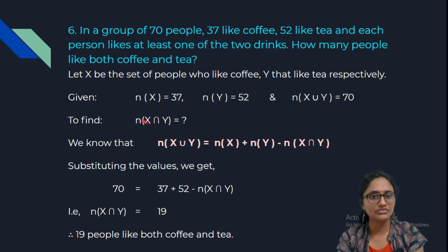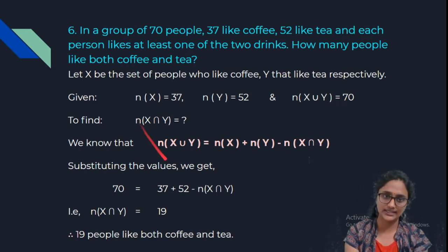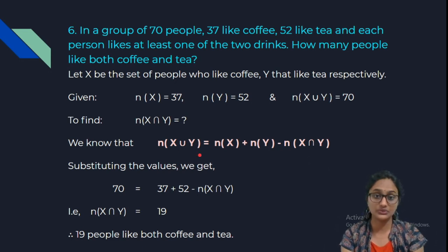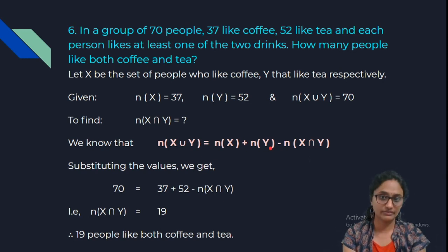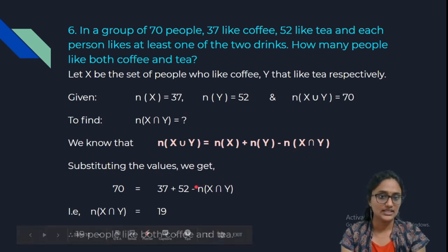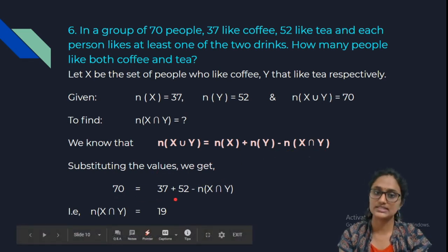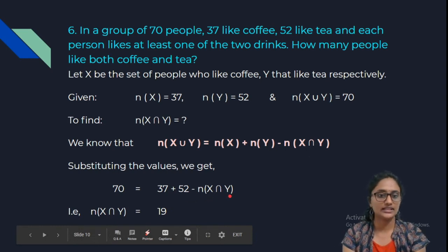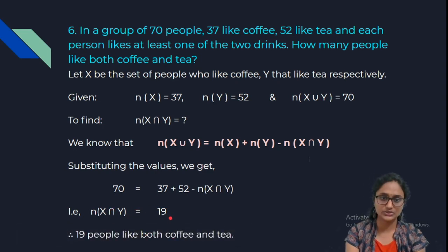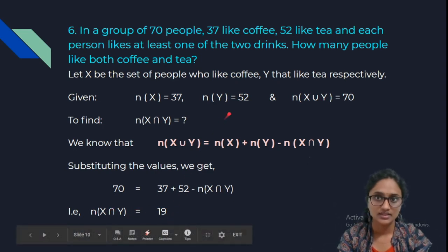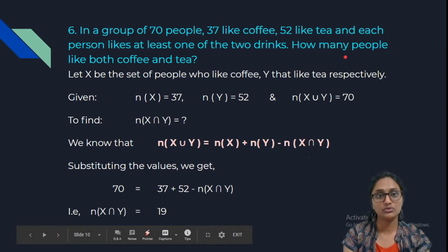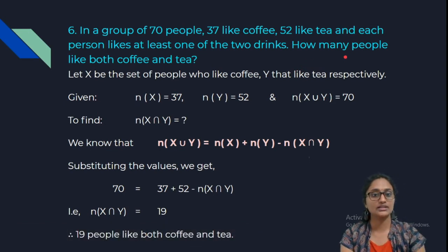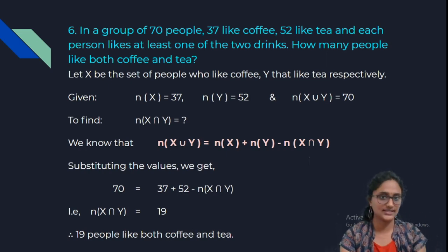Now we need to find the number of elements in X intersection Y. We know that n of X union Y is equal to n of X plus n of Y minus n of X intersection Y. Substituting the values, we get 70 is equal to 37 plus 52 minus n of X intersection Y. That is, n of X intersection Y will be equal to 19, which means the number of people who like both tea and coffee is 19.